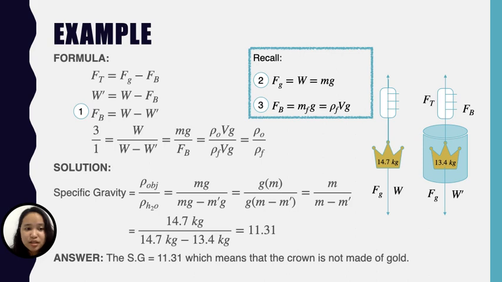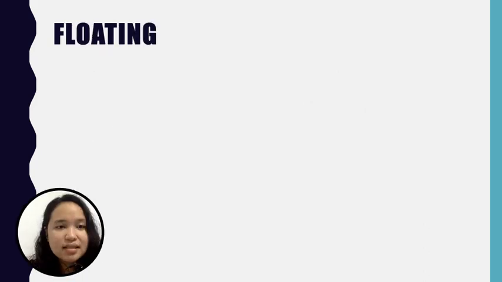Now, the answer. The specific gravity of the crown is equal to 11.31, which means that the crown is not made of gold, because the specific gravity of gold is 19.3.